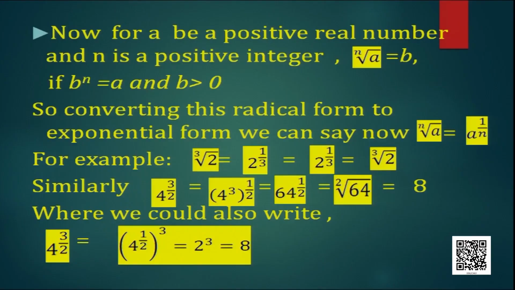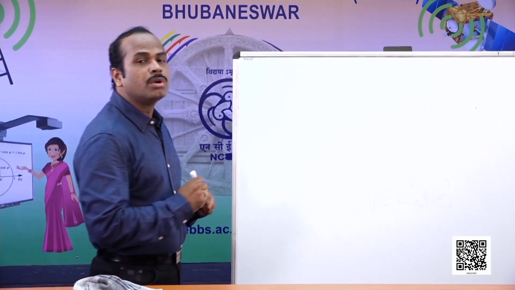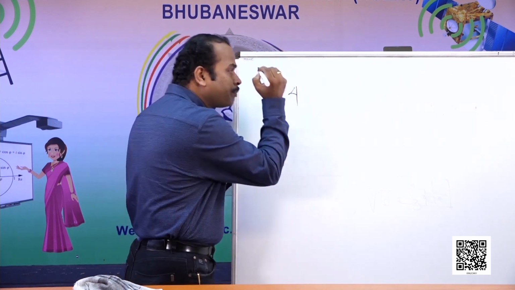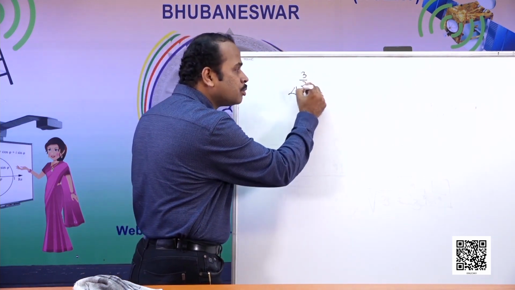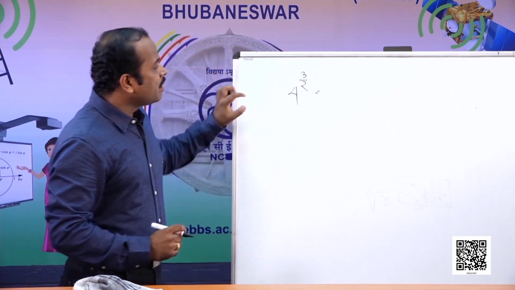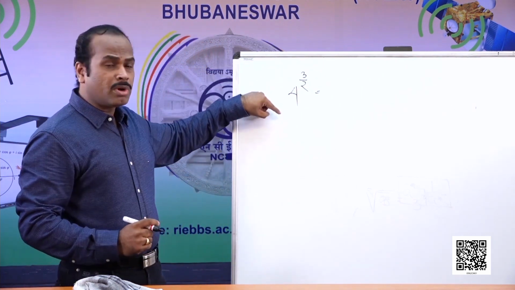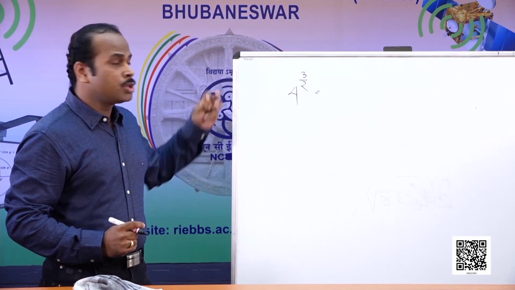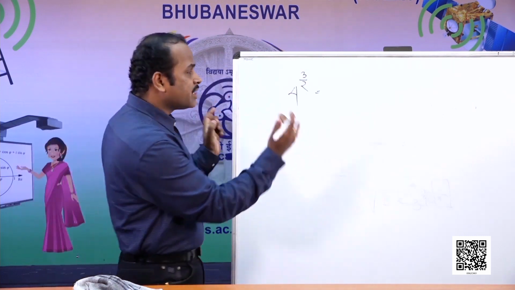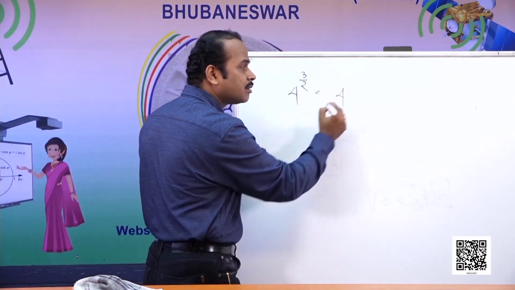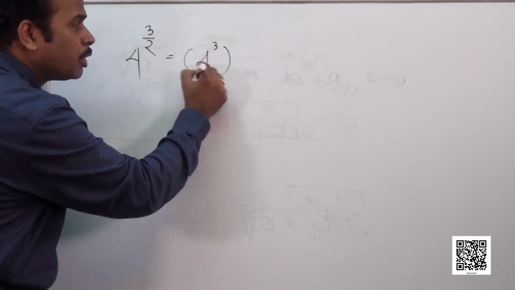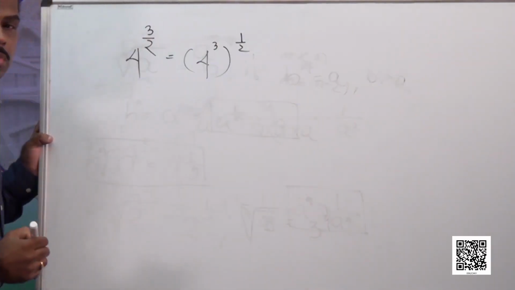Similarly, suppose I change to 4 to the power 3 by 2. So here, instead of 1 by 2, I have written 3 by 2. So what will happen? I will split this now in this form: 4 to the power 3, whole to the power 1 by 2.